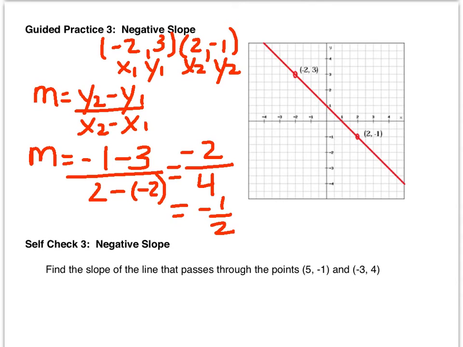Now you try one. In self-check 3, find the slope of the line that passes through the points (5, -1) and (-3, 4). Use the slope formula for this. Make sure you show your work on the back of your notes and put your answer on your notes paper.